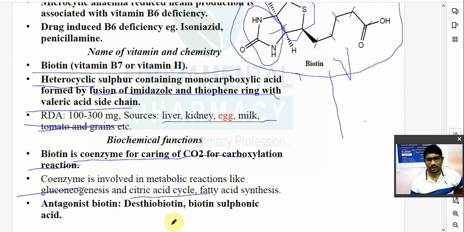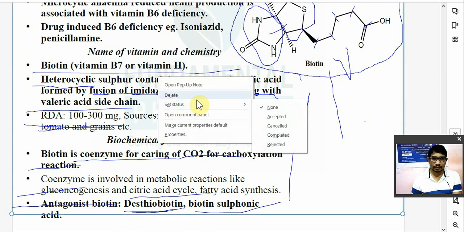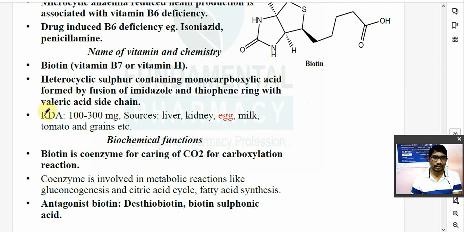Now there are certain antagonists of biotin: desthiobiotin and biotin sulfonic acid. These are the antagonists of biotin. Which are the antagonistic compounds? Desthiobiotin and biotin sulfonic acid. And this is important: heterocyclic sulfur containing monocarboxylic acid formed by fusion of imidazole ring and thiophene ring with the valeric acid side chain.